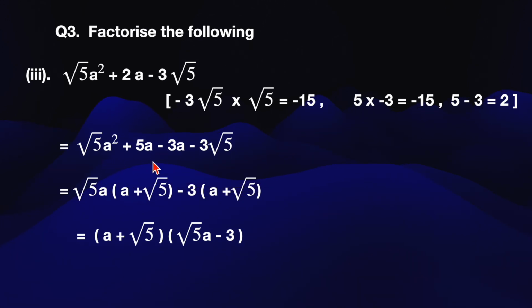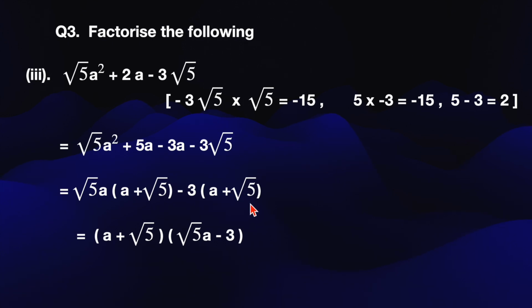Okay, now take these two terms. Here root 5a is the common factor. So if you take out root 5a, what is left is a plus, here a we have taken out, 5, if you take out root 5, then what is left is root 5. See, if you open the bracket, you can see root 5 into root 5 is 5, 5a. And here take out minus 3 common, so you are left with a plus, again you have taken out minus 3, so it is plus root 5. So a plus root 5 is a common factor here. Next bracket, put root 5a minus 3. So these are the two factors of this polynomial.